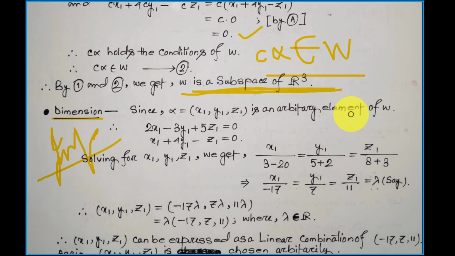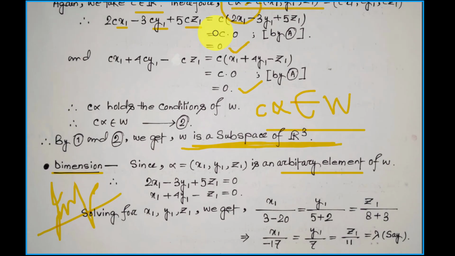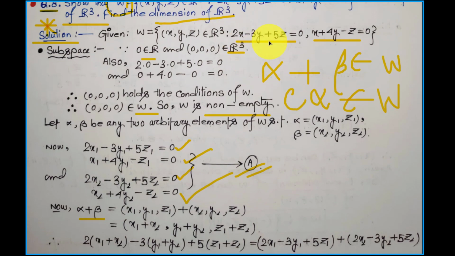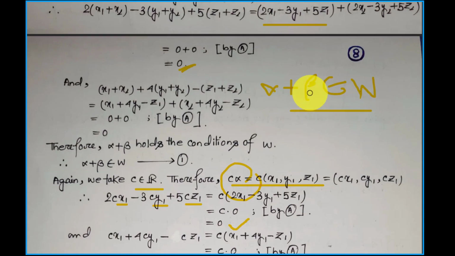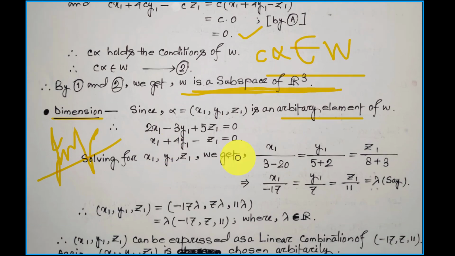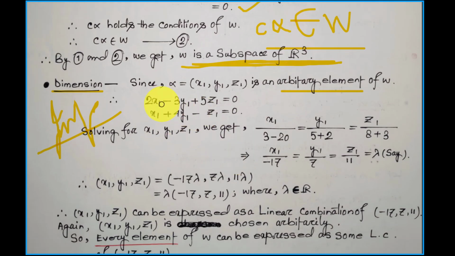How? Since alpha equals x1, y1, z1 is an arbitrary element of W, definitely alpha satisfies the conditions of the set W. That is 2x minus 3y plus 5z equals 0 and x plus 4y minus z equals 0, that is 2x1 minus 3y1 plus 5z1 equals 0 and x1 plus 4y1 minus z1 equals 0. Now we have to solve these equations by the cross multiplication method.